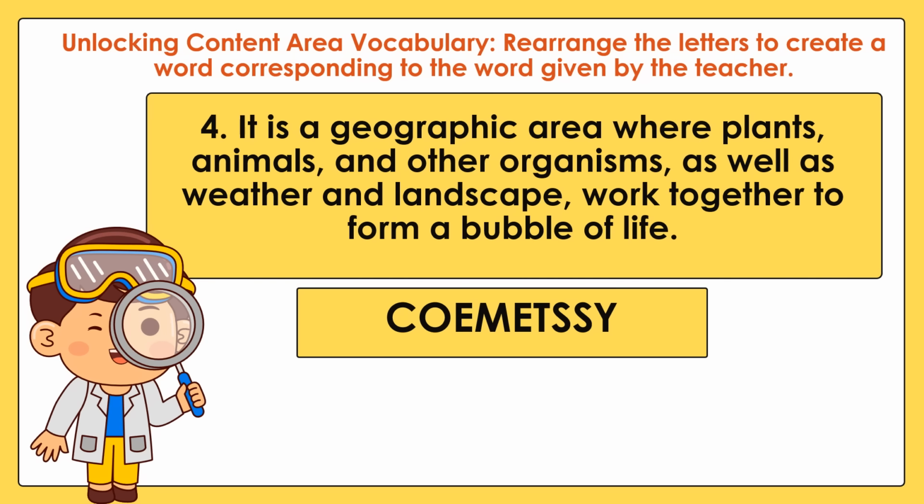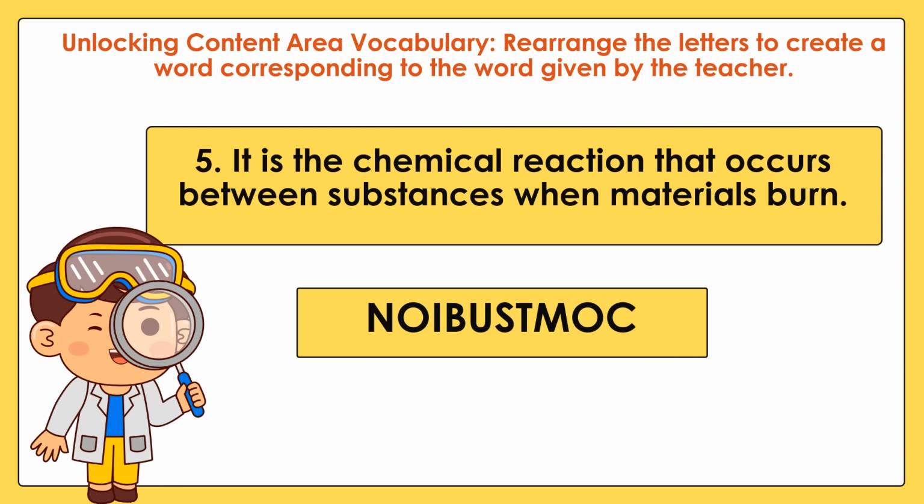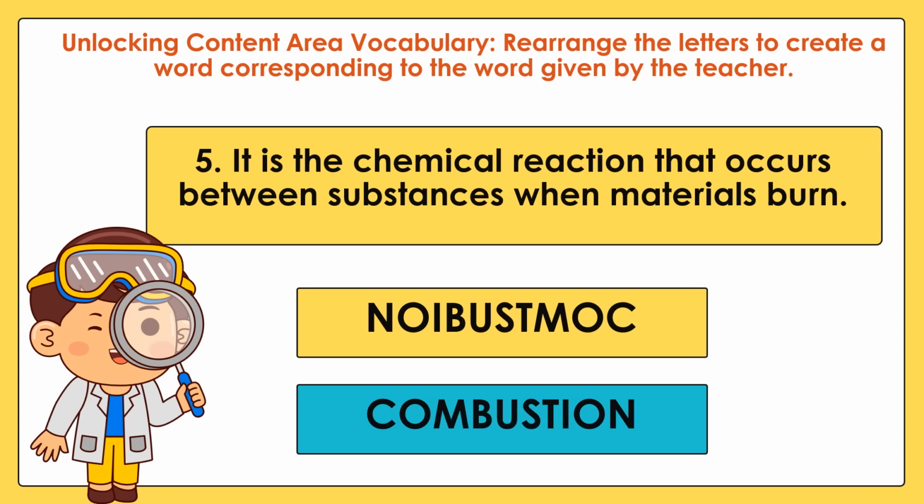Number 4, it is a geographic area where plants, animals, and other organisms, as well as weather and landscape, work together to form a bubble of life. The correct answer is ecosystem. Number 5, it is the chemical reaction that occurs between substances when materials burn. The correct answer is combustion. Good job, kids!